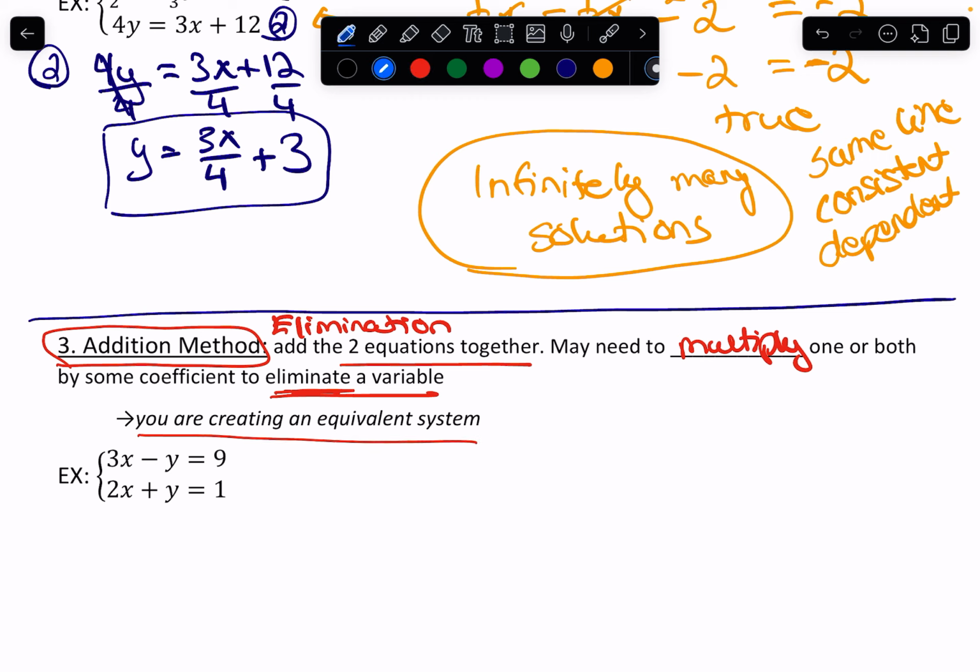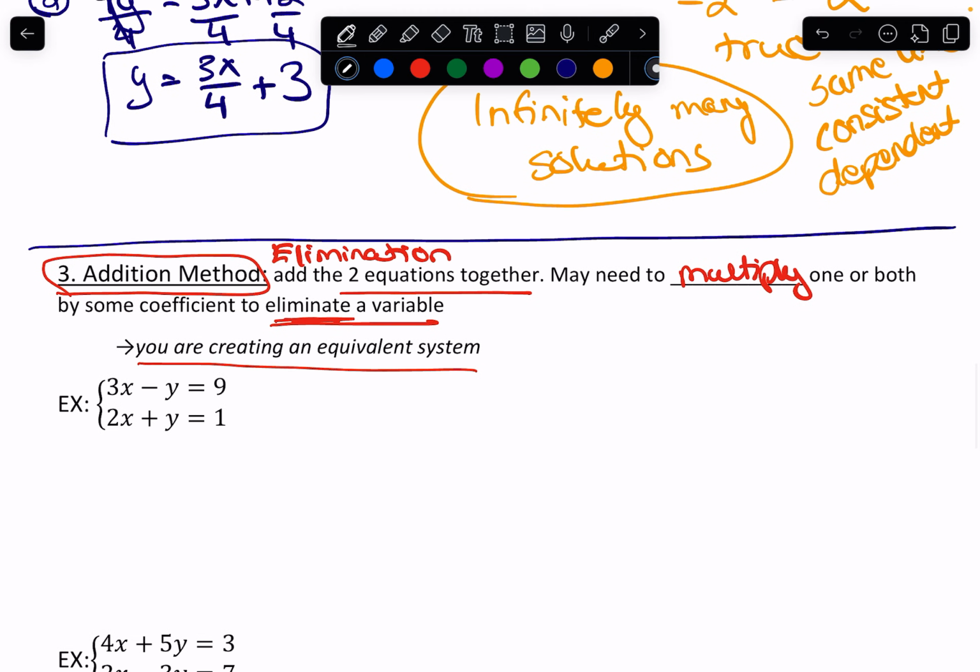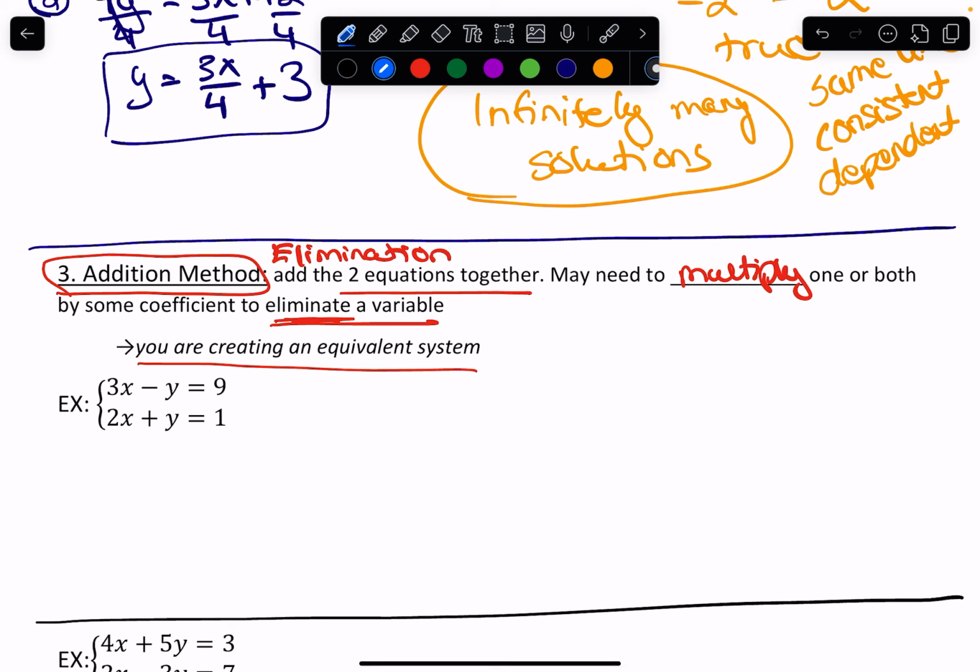Now, looking at our first example here, what we're looking at is we want opposite coefficients, either on x or y. Now, for the y, we can see that we have a negative y and we have a positive y. So these already cancel each other out, so we didn't have to multiply at all. So what we're just going to do is we're going to add. 3x plus 2x is 5x. Well, the y's cancel each other out, and 9 plus 1 is 10. We divide by 5, and we get x equals 2.